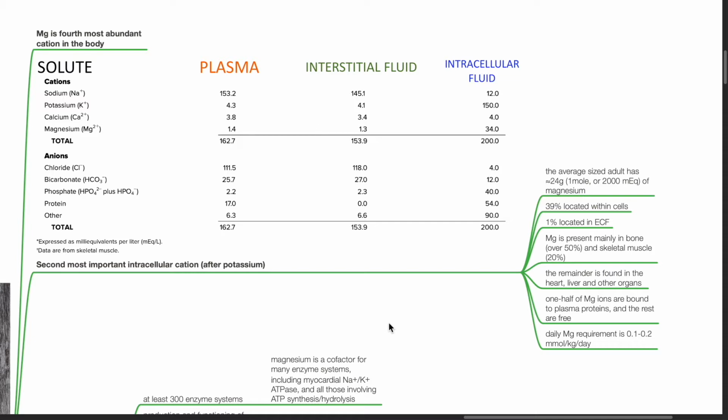39% is located within the cells and 1% located in the ECF. Magnesium is present mainly in bone, over 50%, and skeletal muscle, 20%. The remainder is found in the heart, liver, and other organs. One half of magnesium ions are bound to plasma proteins, and the rest are free. Daily magnesium requirement is about 0.1 to 0.2 millimole per kg per day.